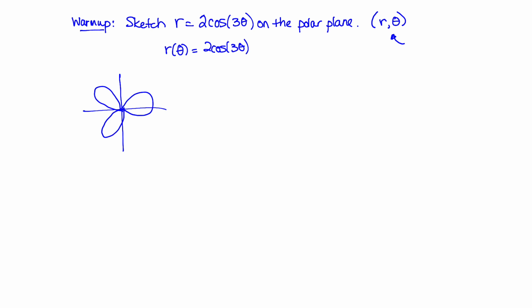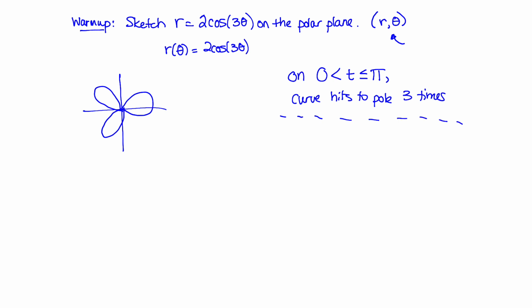Okay. I say 3. Then let's be specific here. So on the interval, not including 0, but including pi, we say that the curve hits the pole 3 times. I like your reasoning. Did anybody do it differently and come up with 3? That makes sense. Anybody do it differently?